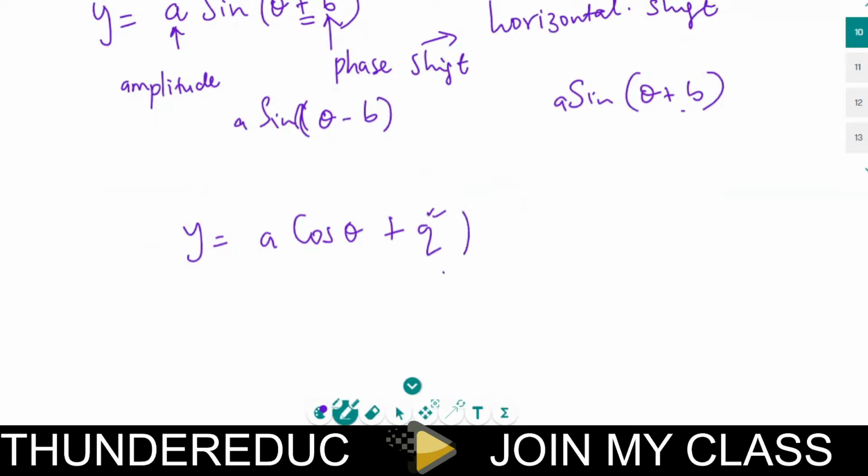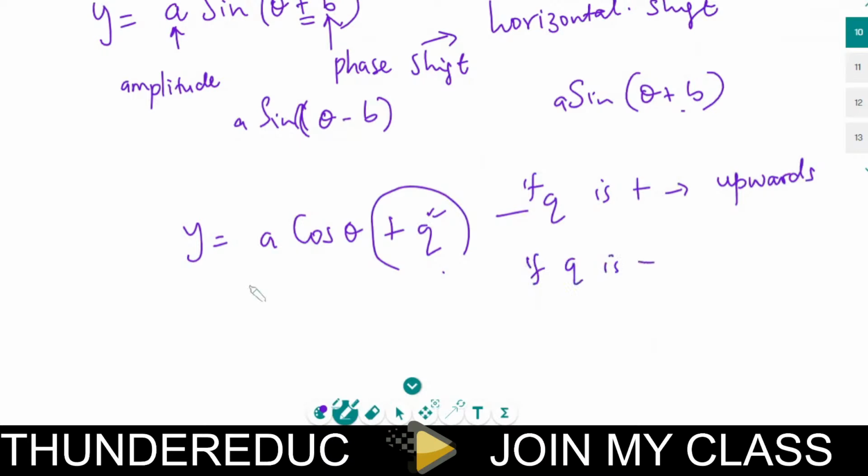So if q is positive, the graph is shifted upwards. And if q is negative, it has a negative sign before the integer, which means the graph was shifted downwards, equal to the number of units that are there. So if q is 2, the graph is shifted 2 units upwards or downwards, depending on the sign that comes before it.